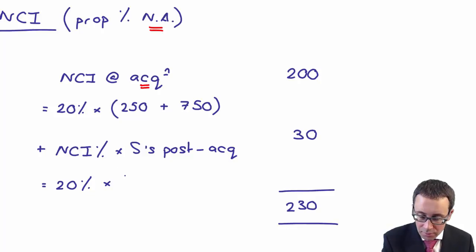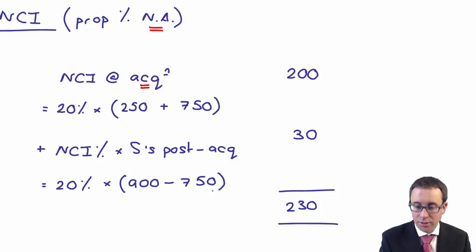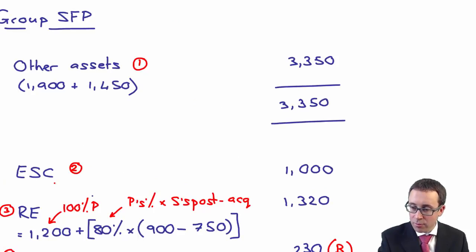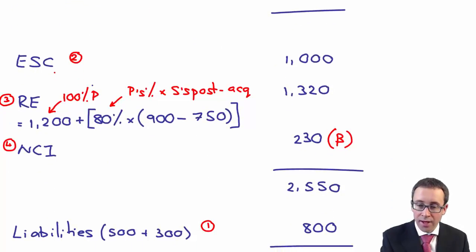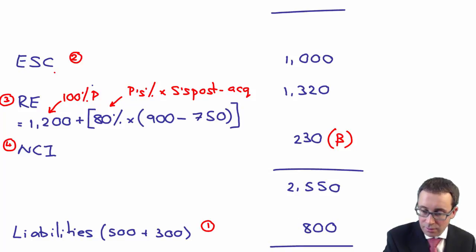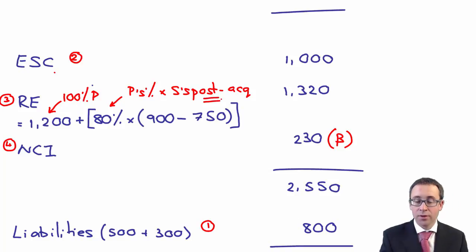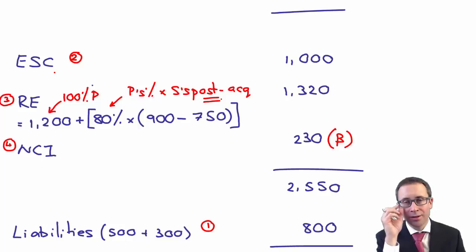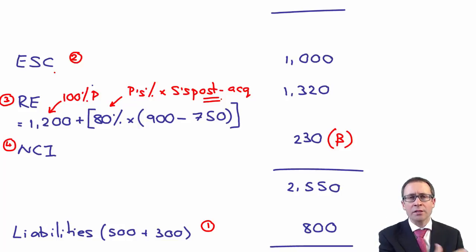The post-acquisition movement is the same calculation that we looked at a little bit earlier on, isn't it? That 900 less the 750 is when we went through there and worked out S's post-acquisition. We gave P's share of those post-acquisition profits in the group retained earnings, because that is what the parent owned of the group, isn't it?